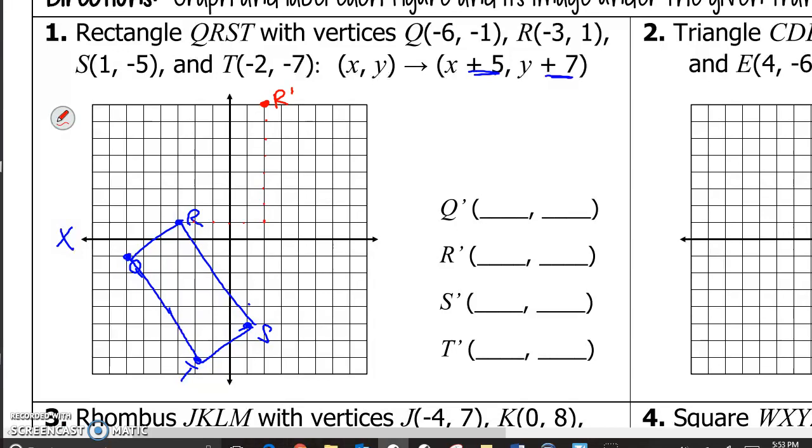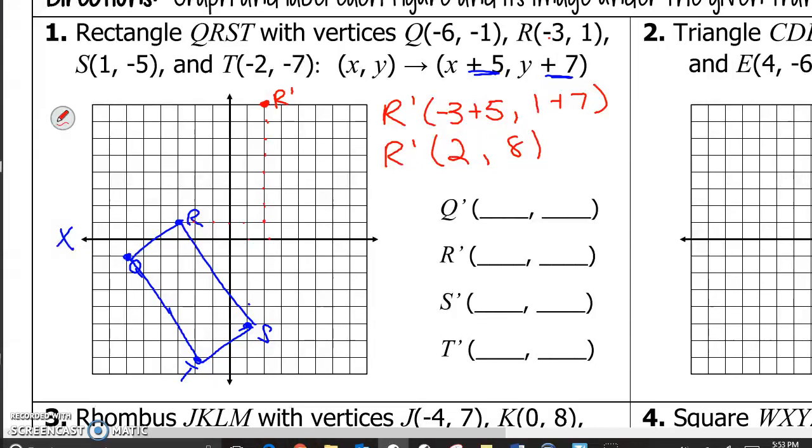We can count like that, or we could just use addition. So R is going to be our original point, which was -3 plus 5, and 1 plus 7. So that leaves us with -3 plus 5 is 2, and then 8. Let's see if our point matches. 1, 2, 1, 2, 3, 4, 5, 6, 7, 8. Matches. Both work.